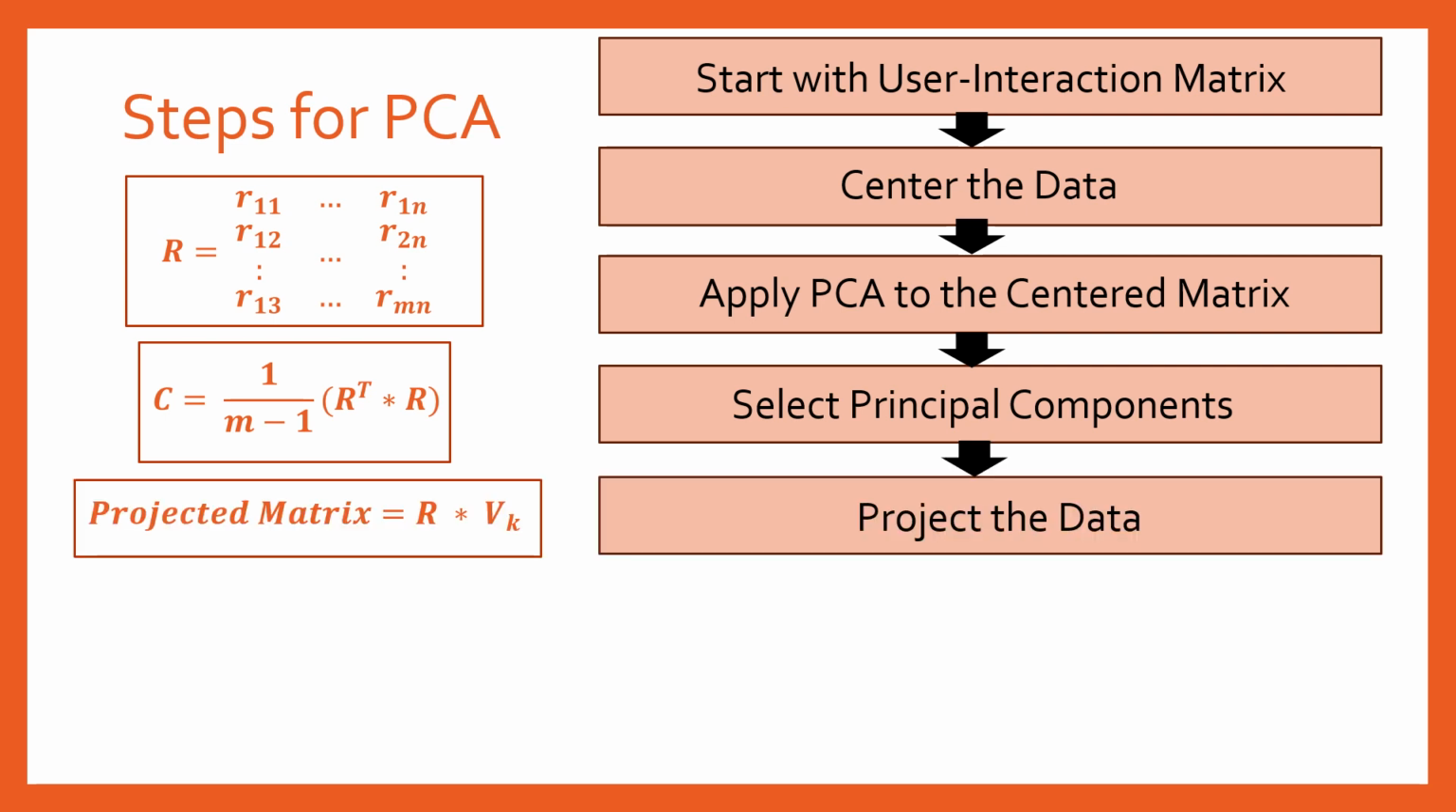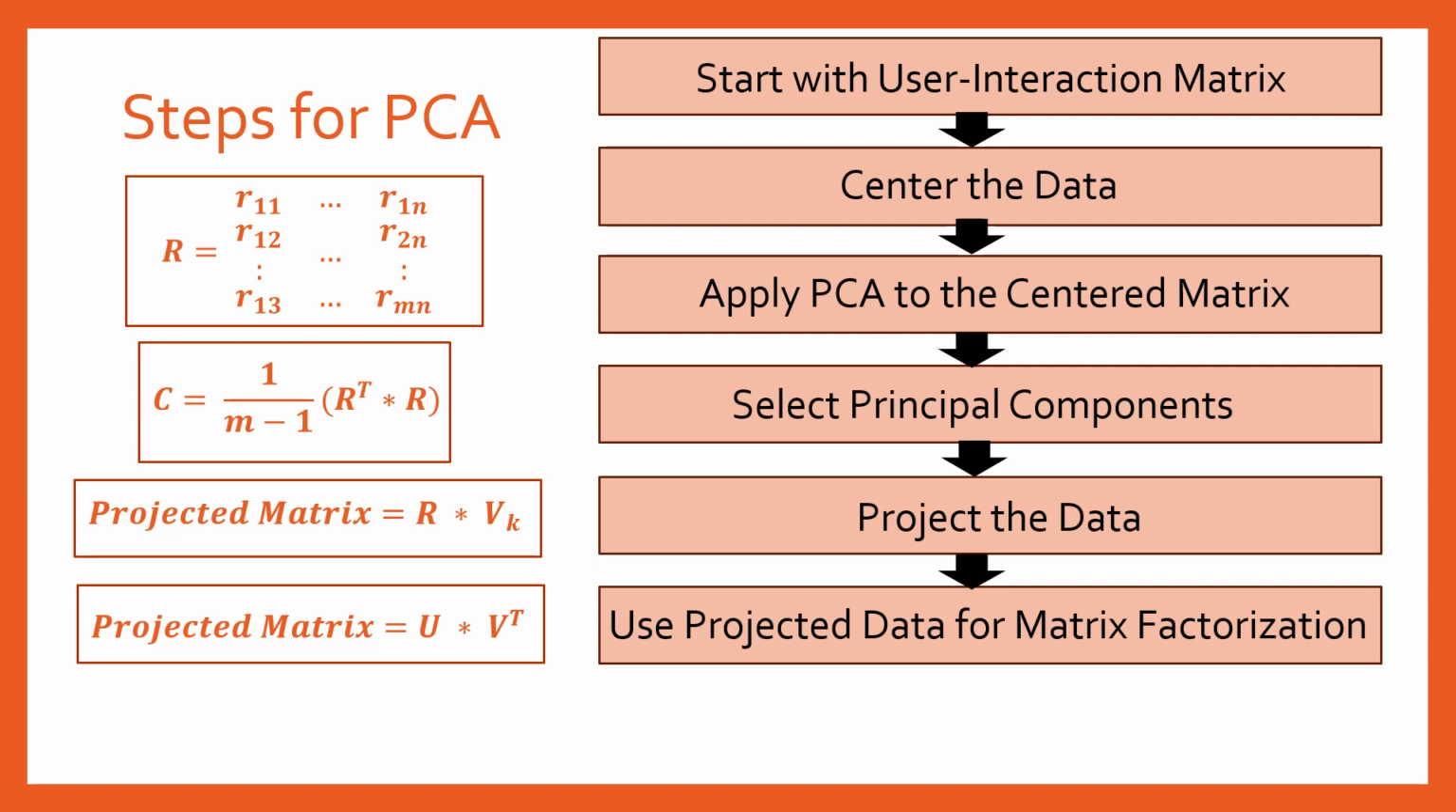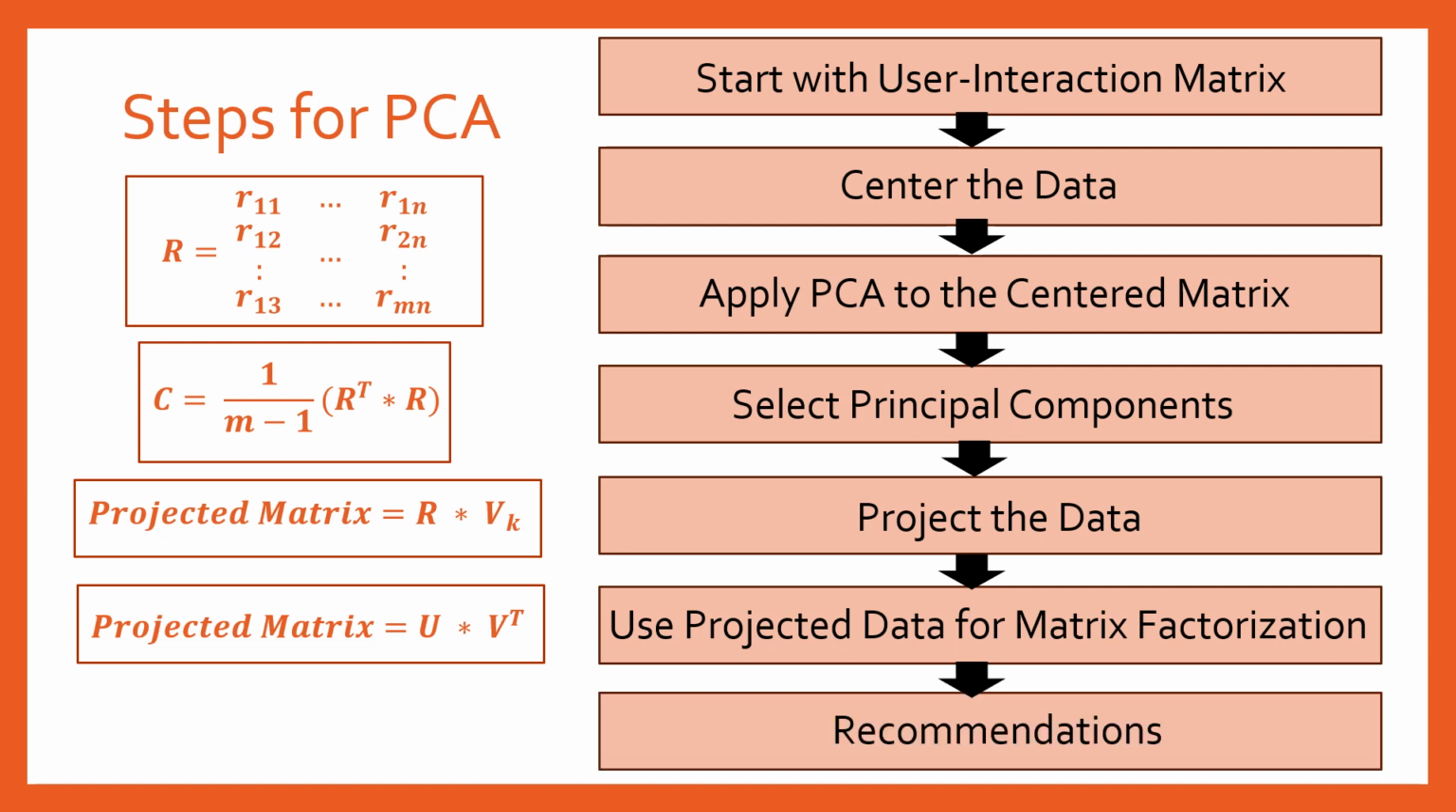Then we project the original centered user item interaction matrix R onto the selected principal components using the first projected matrix equation shown, where Vk is the matrix containing the top k eigenvectors. Now comes the part where we use the projected data for matrix factorization as input and can apply techniques such as SVD or ALS to factorize the reduced dimensionality matrix into user and item matrices U and V transpose using the second projected matrix equation shown. Once these matrices are obtained, you can make recommendations using reduced dimensional representations. The predicted ratings for user U and item I can be calculated by taking the dot product of the corresponding rows in U and V transpose.